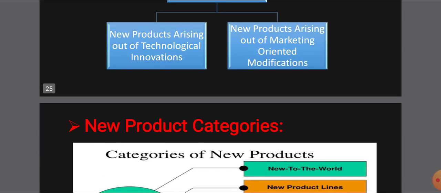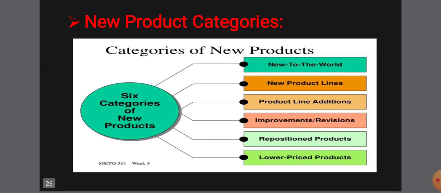Again, new products can also be categorized into six different categories. The first is new to the world. Whenever a product is introduced to the world for the first time and no one is using it, that product will be termed as new to the world. When computers were launched 20-30 years back, that product was new to the world, launched for the first time, and after that only modifications were done in the computer.